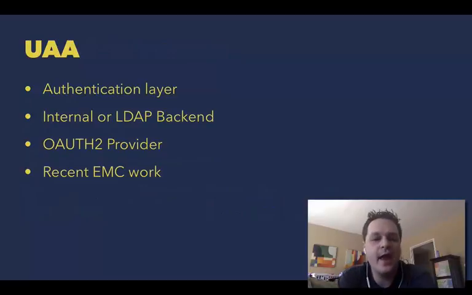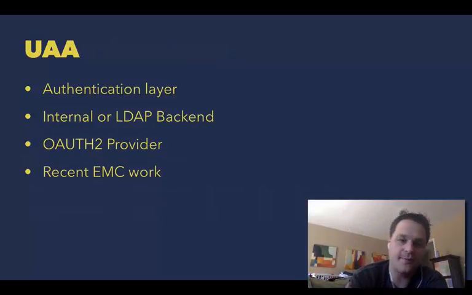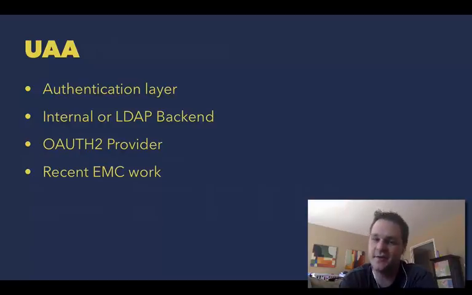We have UAA, which is an authentication layer that lets us make sure that only the right people are doing the right things in the cloud. Some people should be allowed to make any kind of administrative change, and some people should only be allowed to see what's running, for example. It can use internal authentication or use an LDAP backend, and this is actually a space where EMC has contributed some notable recent work to the project in a completely open source fashion.